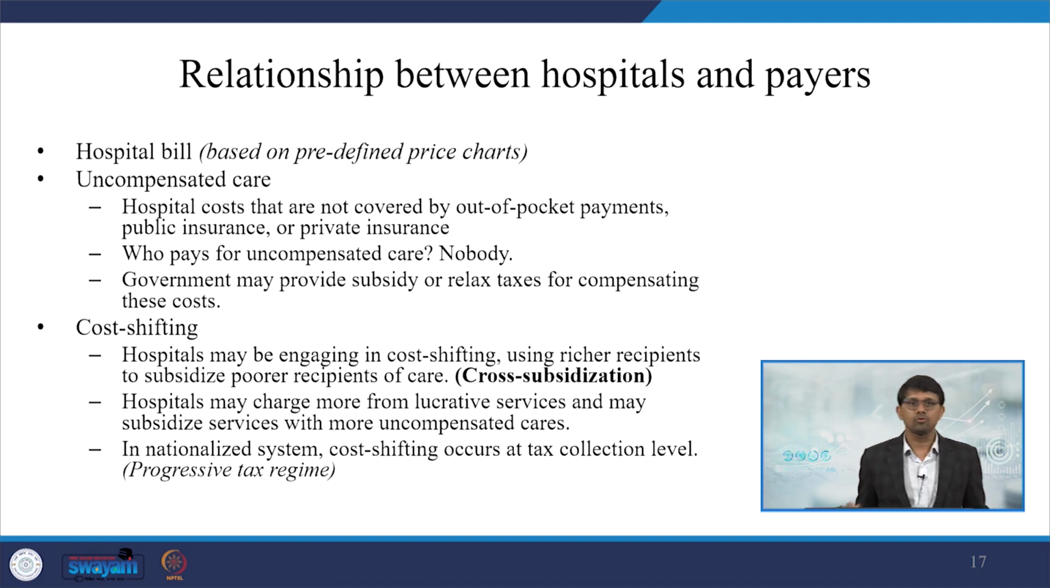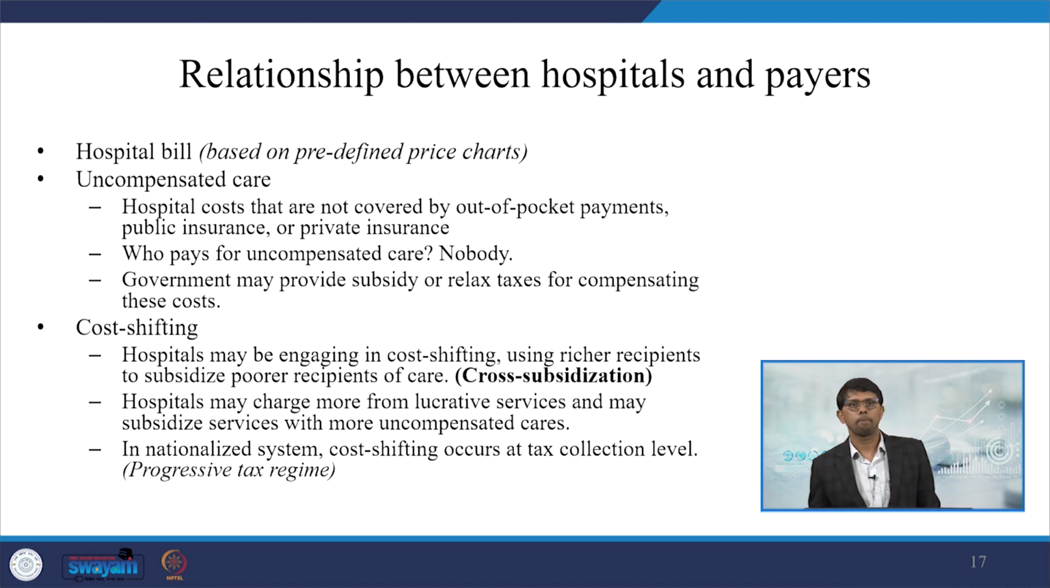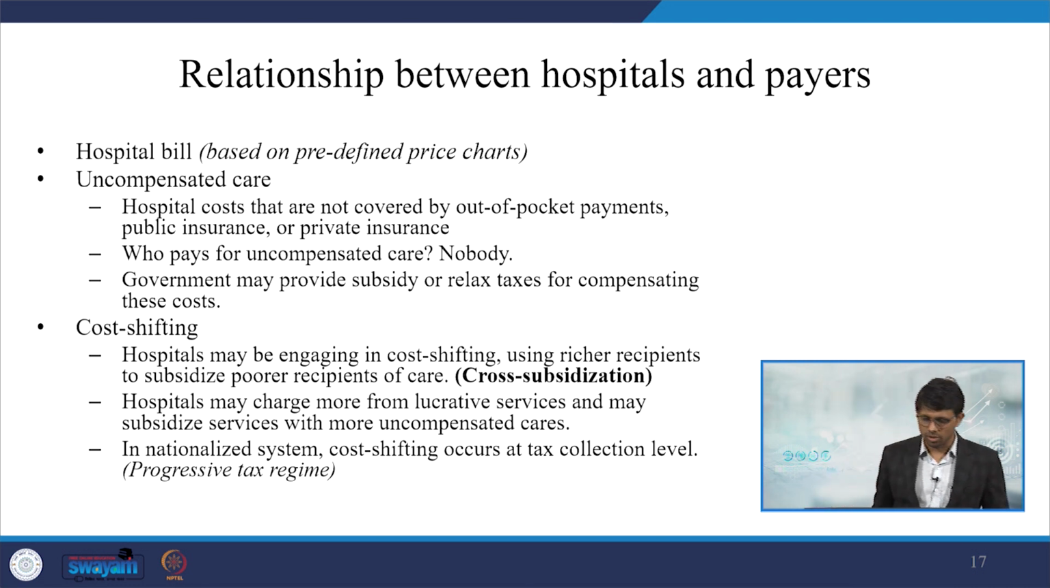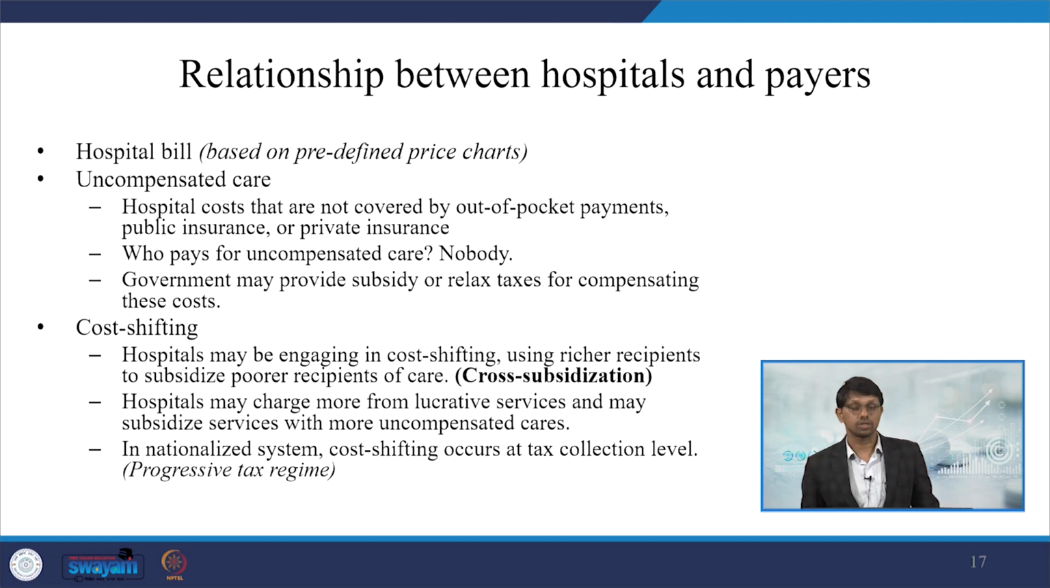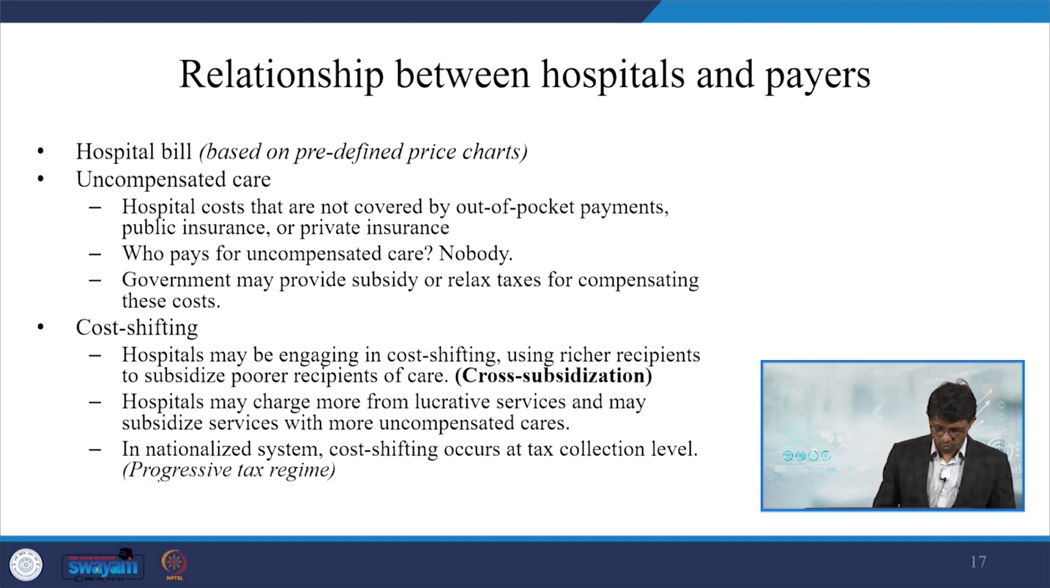Cost shifting sometimes occurs due to cross subsidization. We already discussed that the richer ones might compensate. That exact thing is called cost shifting. And a hospital may also charge more for lucrative services and subsidize in other cases. In a nationalized system, cost shifting occurs at the tax collection level as well as through a progressive tax structure.